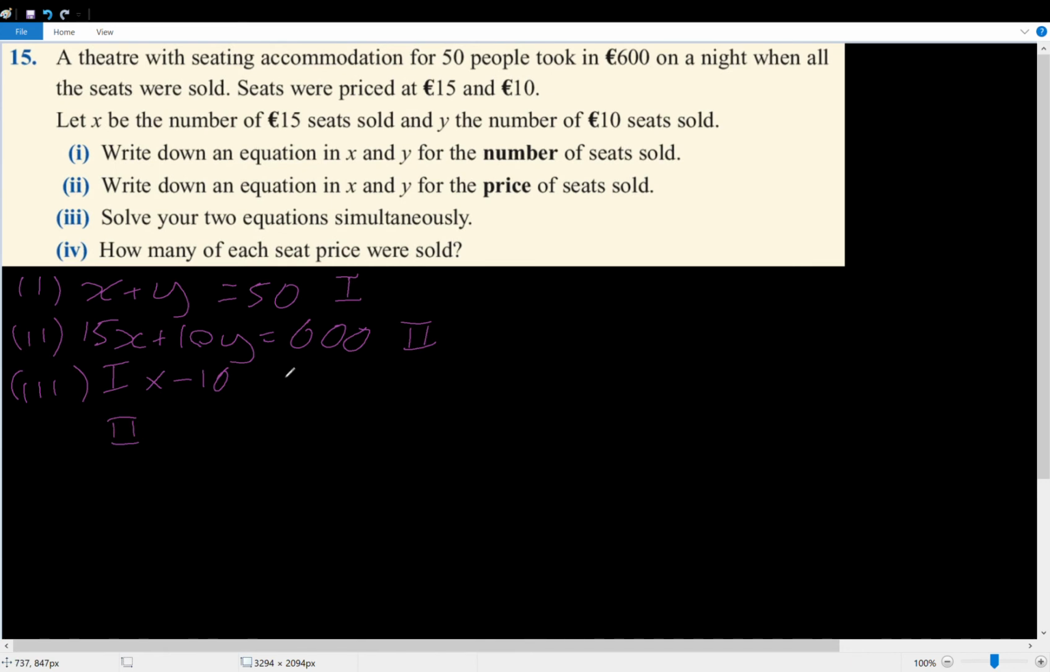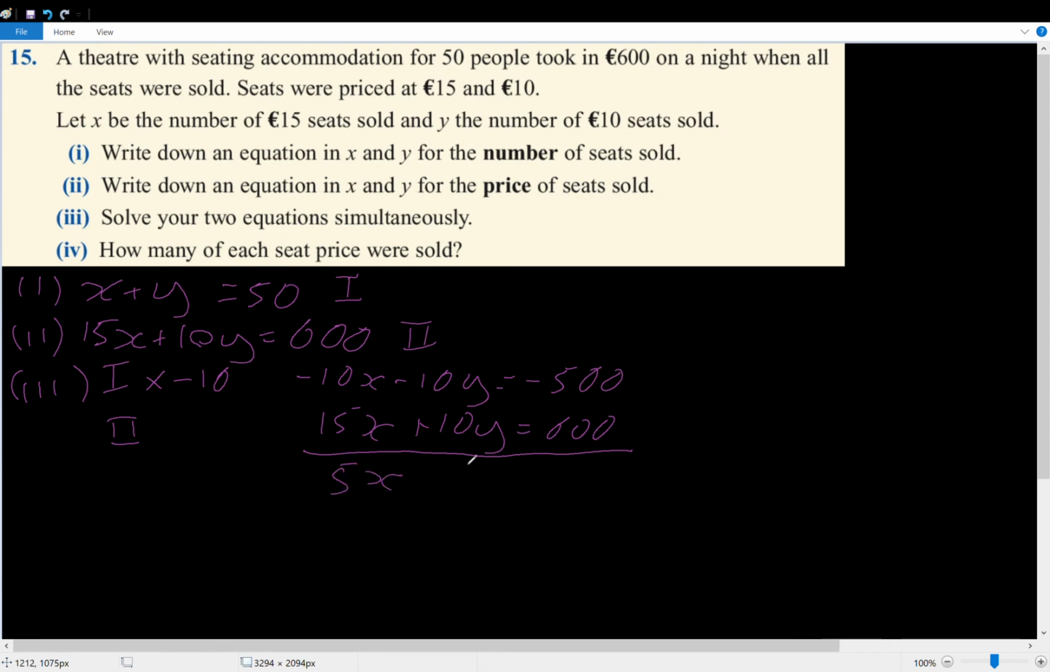So equation 1 by minus 10 means we're going to get minus 10x minus 10y is equal to minus 500. And equation 2 is going to stay as is. It's going to be 15x plus 10y is equal to 600. Now if we draw a line under them and we add downwards, minus 10x plus 15x is 5x, minus 10y plus 10y is 0, and minus 500 plus 600 is 100.